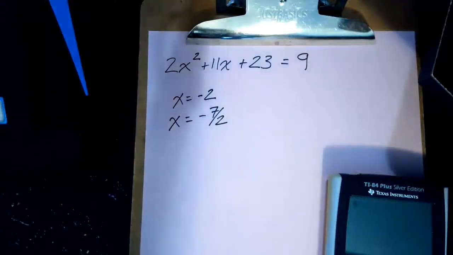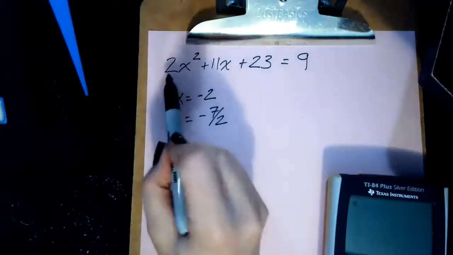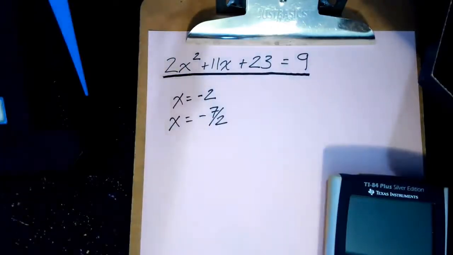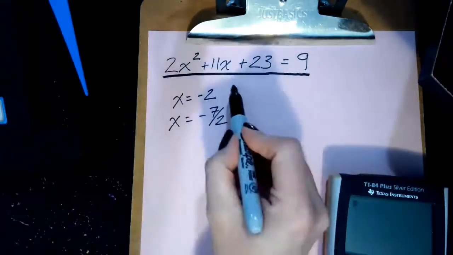Okay, I'm going to show you a trick that will let you evaluate functions in a TI-84. So here's the example we had from the practice test. It said solve this thing: 2x squared plus 11x plus 23 equals 9. You can go ahead and solve that using your favorite technique.